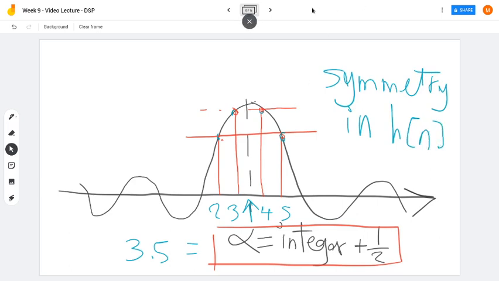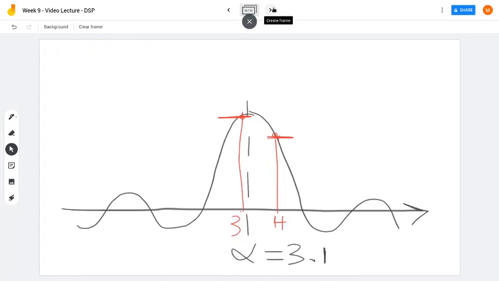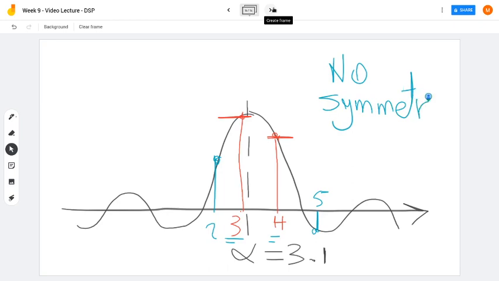But if we move on to the last case, where alpha is not an integer and not an integer plus half, so let's say it's 3.1. In this case, the samples at 3 and 4 are not symmetric, and the next samples, let's say at 5 and at 2, are again not symmetric, so we have lost the symmetry. So here we do not have symmetry in the impulse response h of n. Okay, so let's go back to our slides and see how it goes.